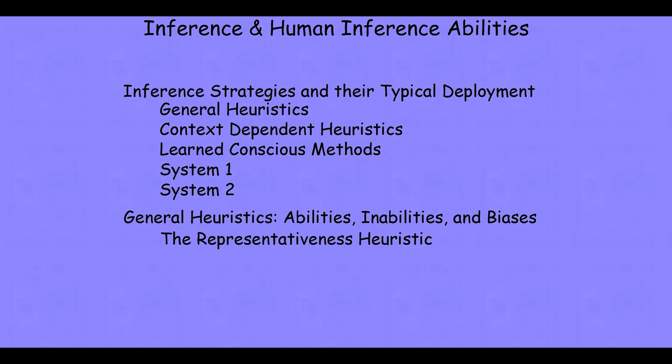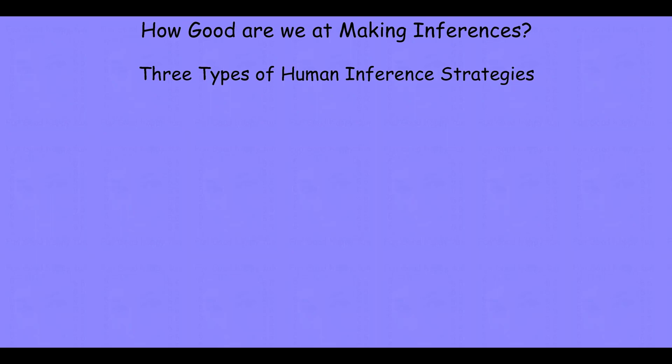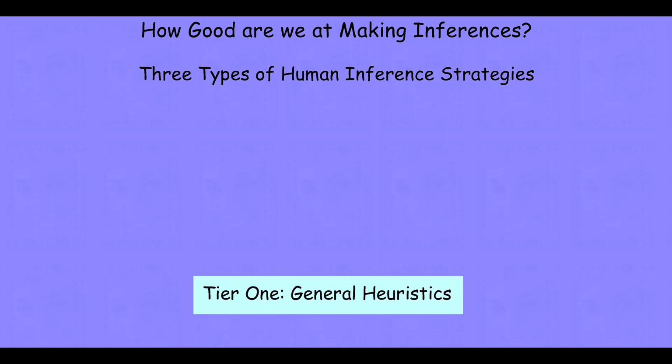Cognitive scientists can break human inference strategies into three general categories, three tiers, as it were. Now, the first tier is general heuristics. Inference strategies and decision-making strategies that are categorized as general heuristics are strategies that tend to be employed across a wide variety of contexts. So they are generally applicable. And they're heuristic in nature in that they are essentially fallible rules.